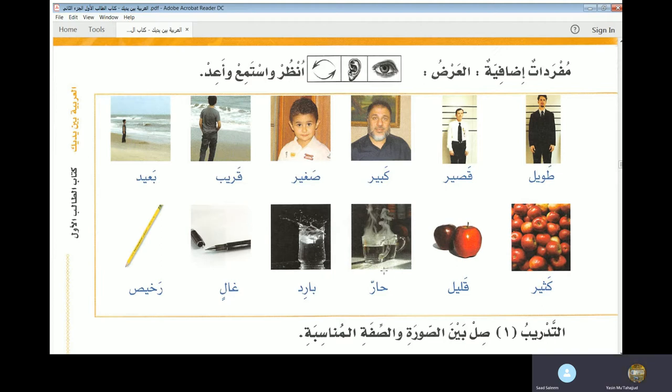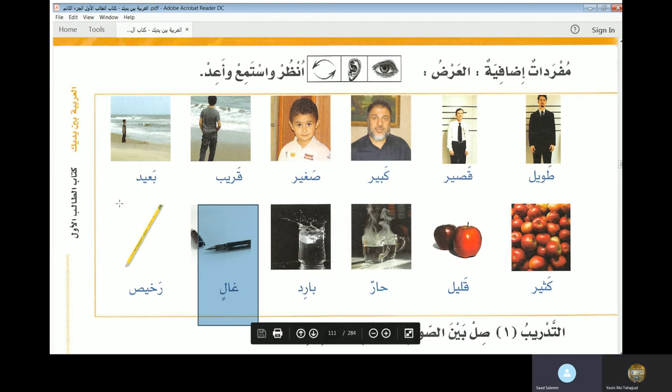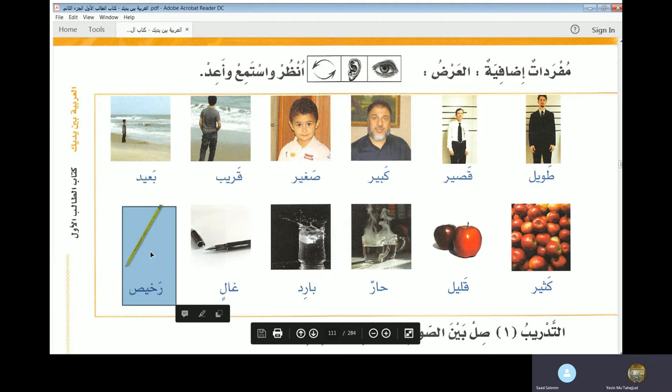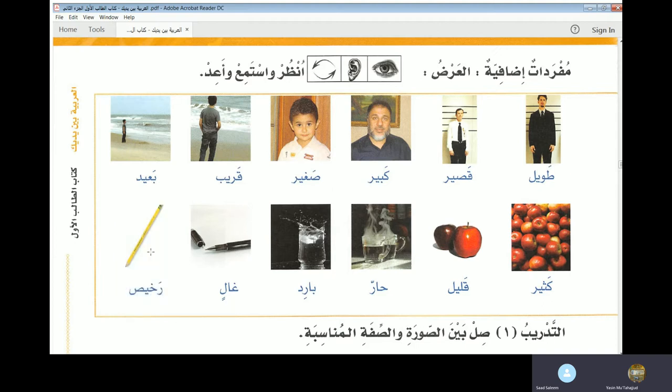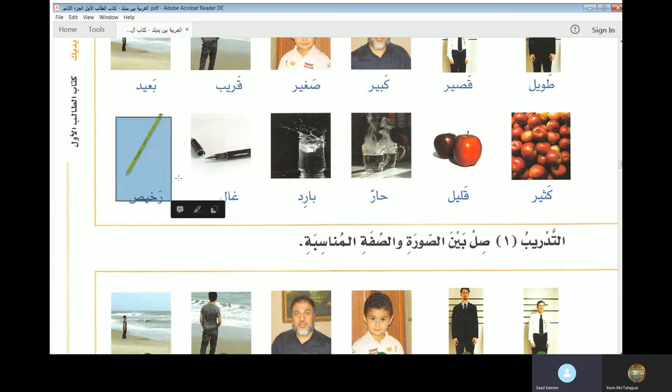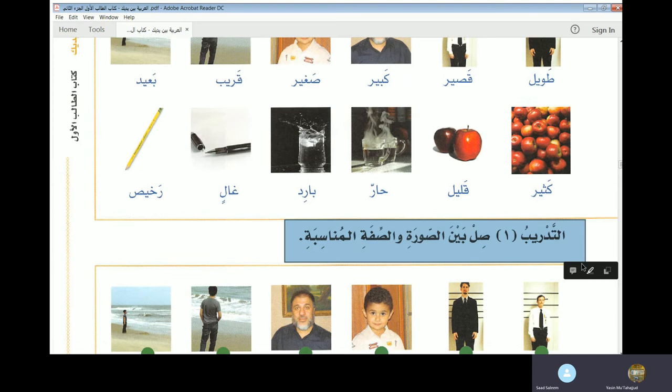Harr, hot. Barid, cold. Ghali, expensive. Rakhis, cheap. Rakhis, cheap. Ghali, expensive. Rakhis, cheap. Oh, cheap. Little price. Cheap. Okay.